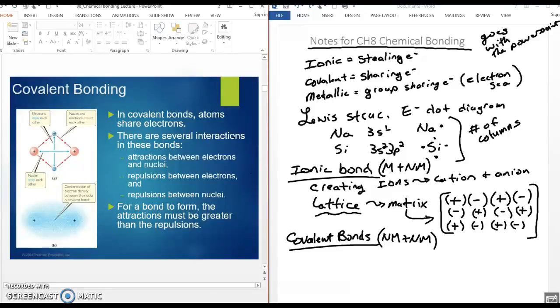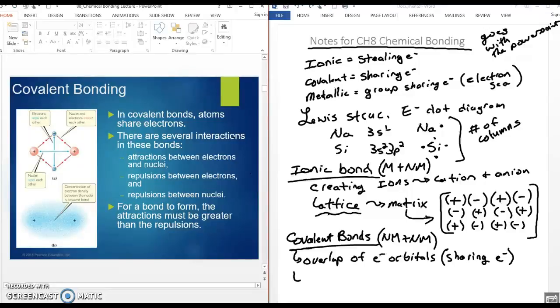Cool. So overall, as it says on the slide, a covalent bond is a combination of the attractions between positive and negative charges and the repulsions between positive and negative charges. What we have here is sharing of electrons. Another way of looking at it is an overlap of electron orbitals. This is what we consider another way of sharing electrons.